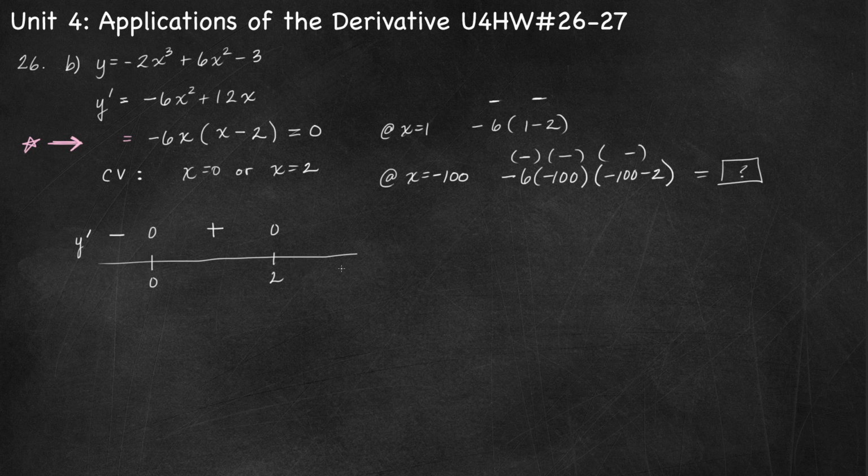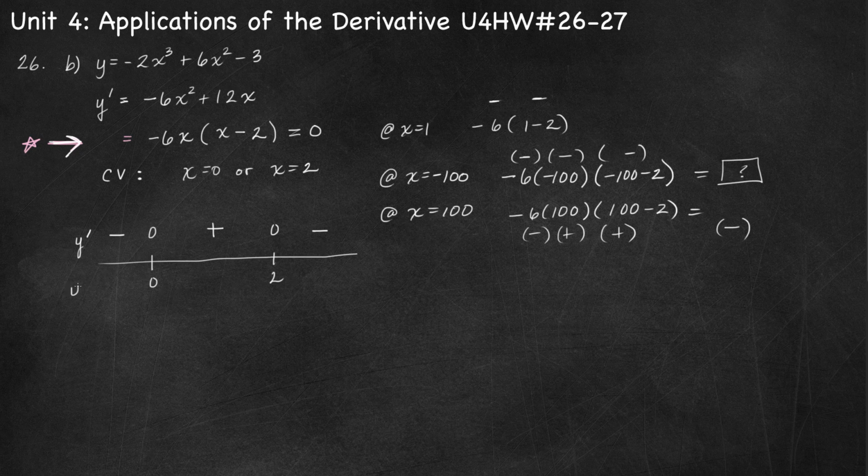And then I need another test point to the right of positive 2. So let's pick 100. At x equals 100, and again, I'm looking back in my derivative, I've got negative 6 times 100 times 100 minus 2. So that's a negative times a positive times a positive. And overall, that is going to equal a negative. So we have a sign change at 0 and we have a sign change at 2.